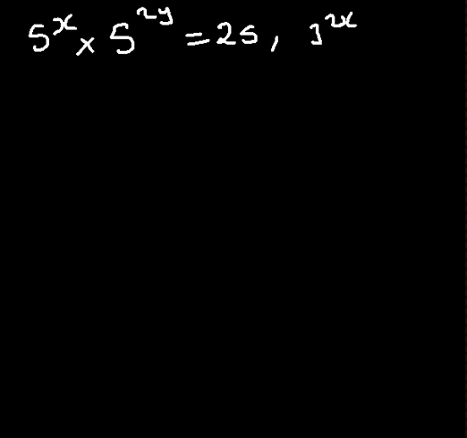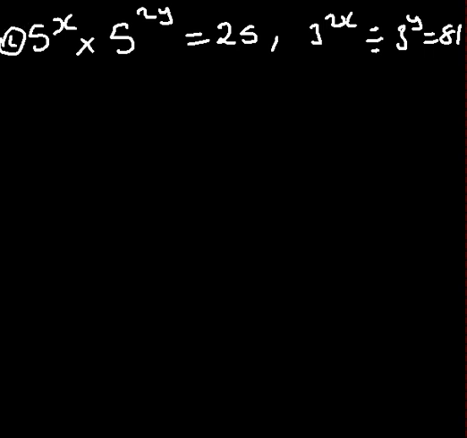And how about if we have the following cases. Let's say we have 5 to the power x times 5 to the power 2y, which is equal to 25. And we have another equation, which is 3 to the power 2x divided by 3 to the power y, which is equal to 81. How do you think this one can be solved?